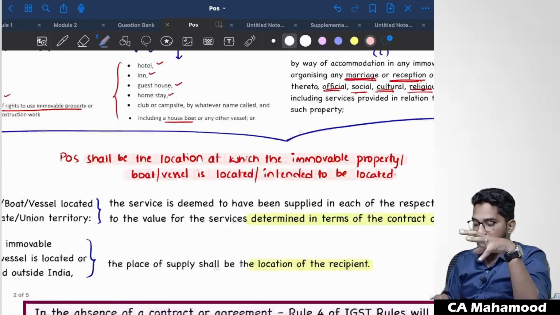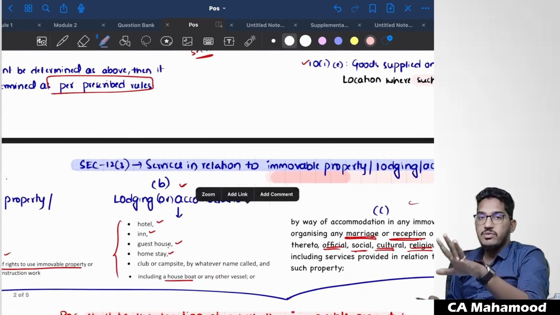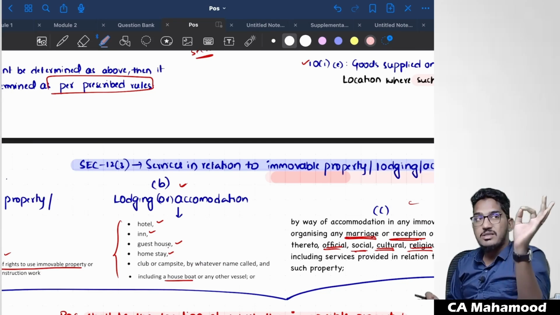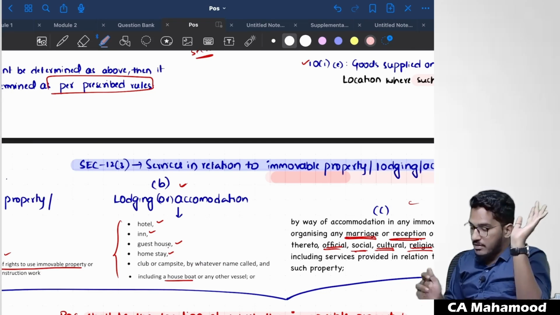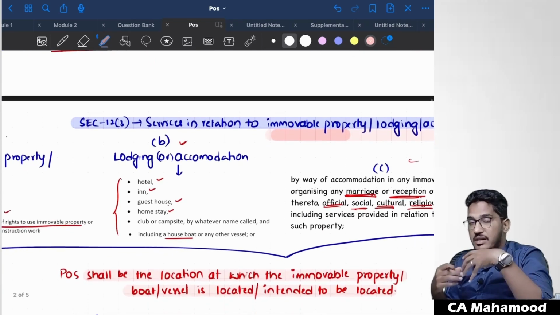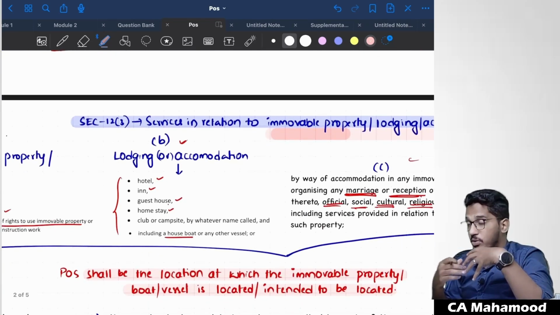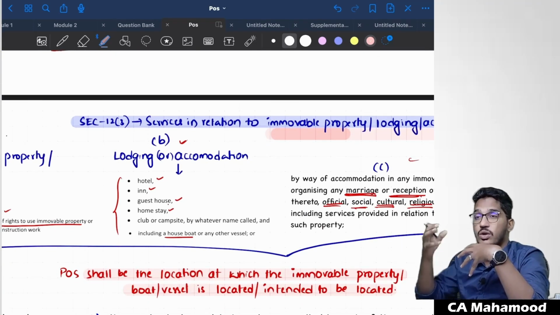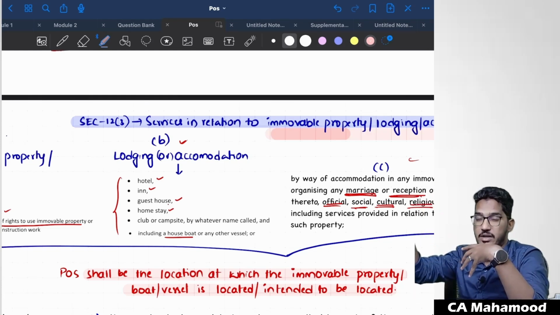Nothing but if I am providing any of these services, the place of supply will be the location at which such immobile property, hotel, guest house, boat is located. For example, I am an interior designer. I am providing interior designing services to one of the properties located in Bombay. Now what will be the place of supply? The place at which the immobile property is located or intended to be located. In this case, it is located in Mumbai. The place of supply will be Mumbai.